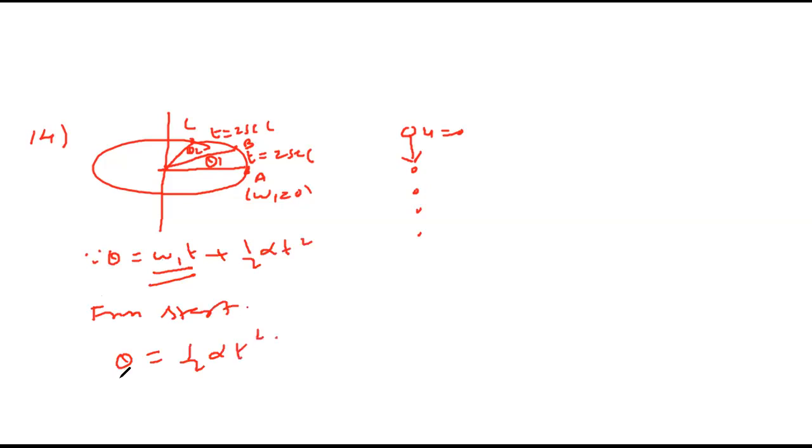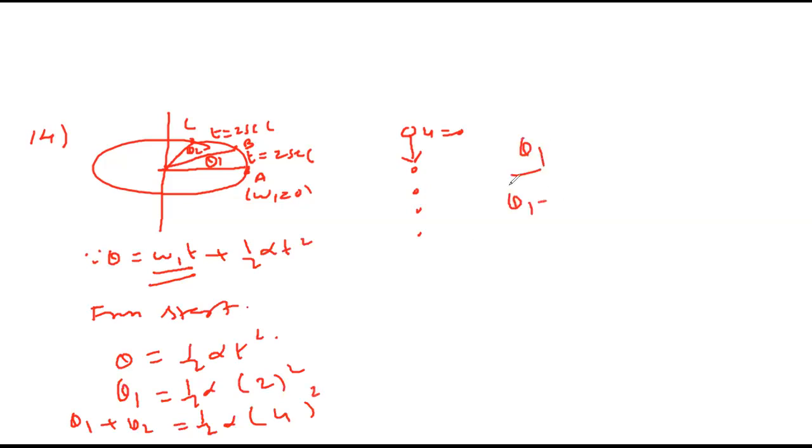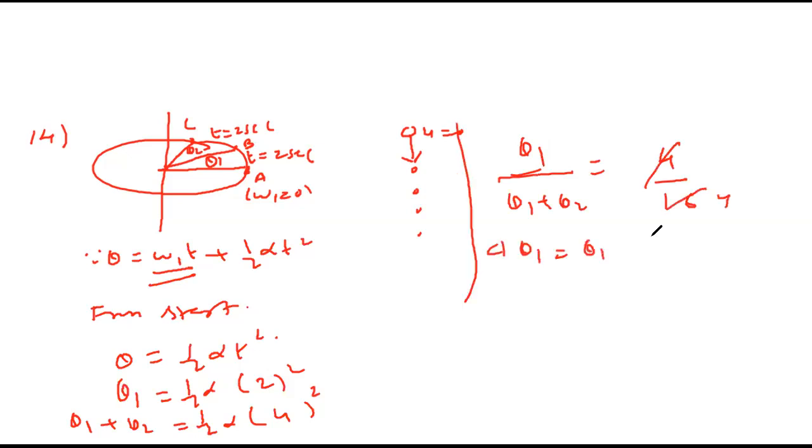So first one is theta 1 from start, where t is 2 square. Next one is theta 1 plus theta 2 from the start. So this will be 4, 2 plus 2, 4. So my theta 1 upon theta 1 plus theta 2 will be 2 square upon 4 square, 4 upon 16, 1 by 4. So 4 times theta 1 is theta 1 plus theta 2. Therefore 3 times theta 1 is theta 2. So theta 1 upon theta 2 equals 1 by 3.